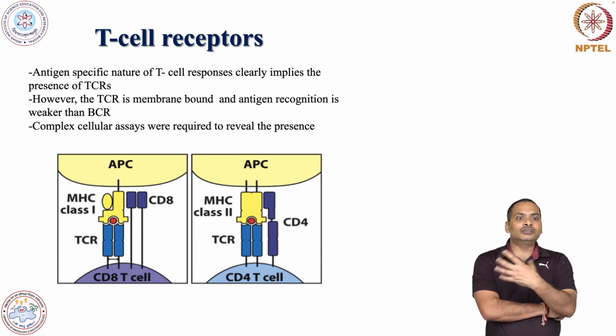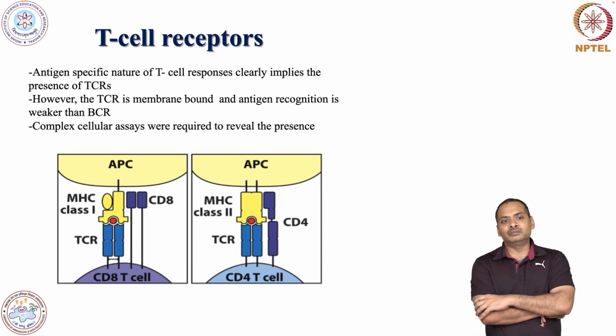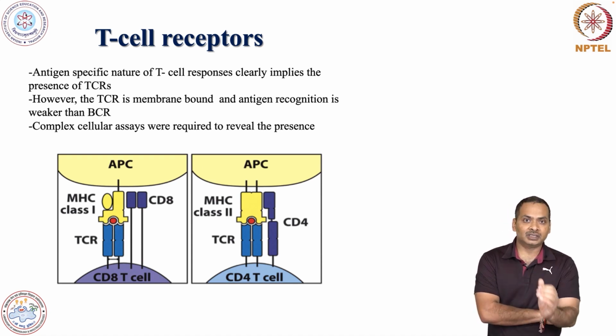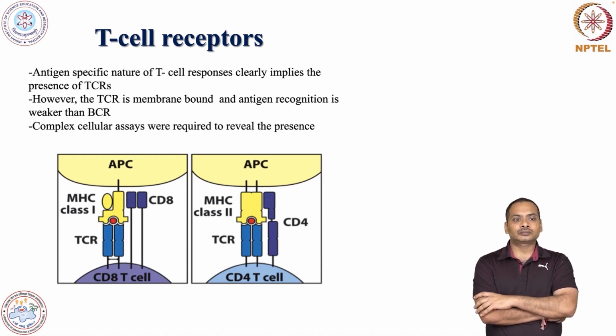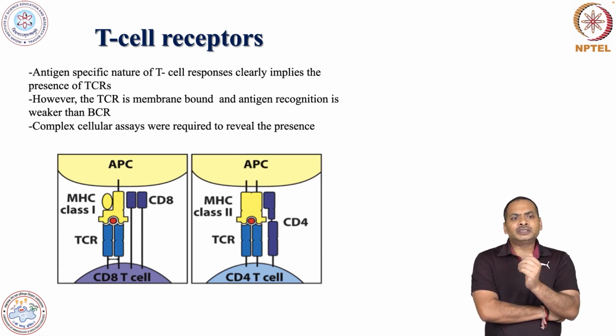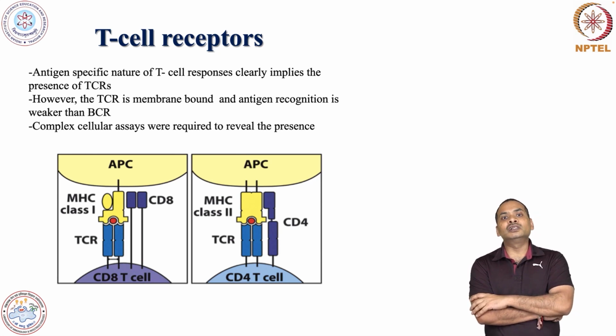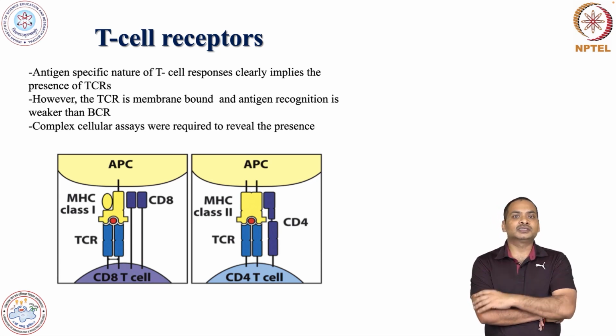However, the TCR is membrane bound and antigen recognition is weaker than BCR. Okay. And BCR stands for B cell receptor. Complex cellular assays were required to reveal the presence of this TCR.